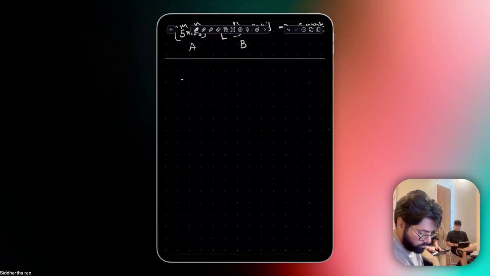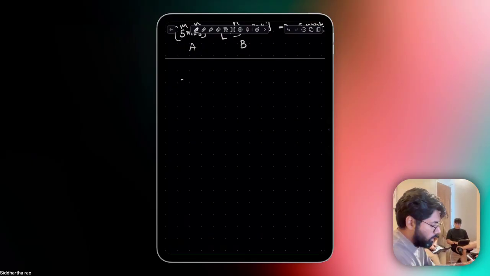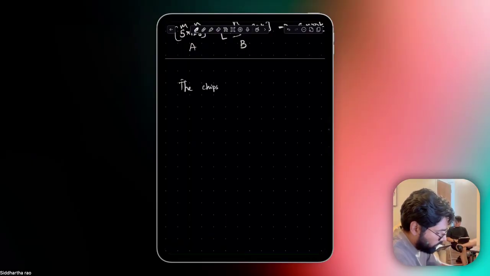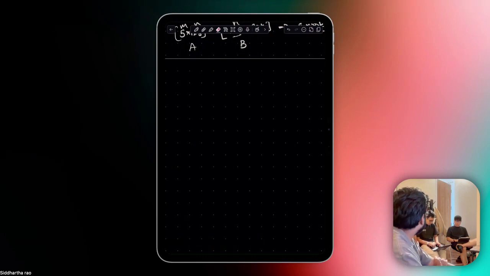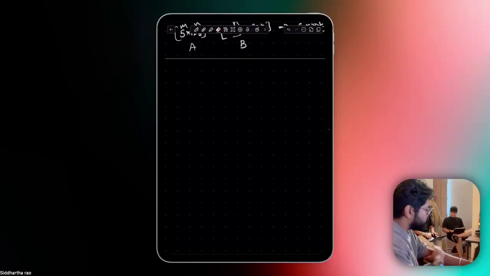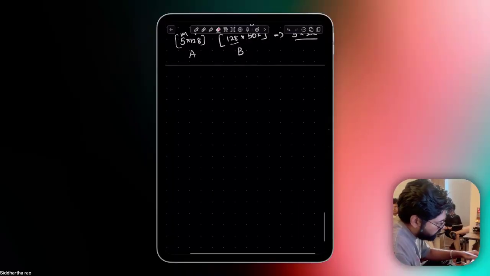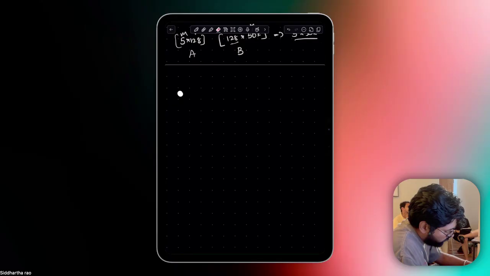Okay. Yeah. So the sentence, the chips are... okay. Let's just look at a solution. Okay. I don't remember the correct figure.